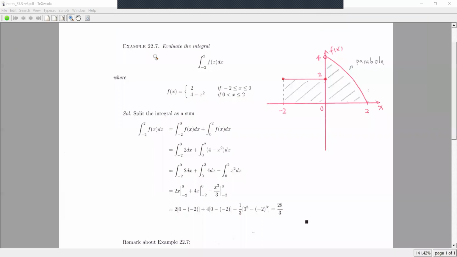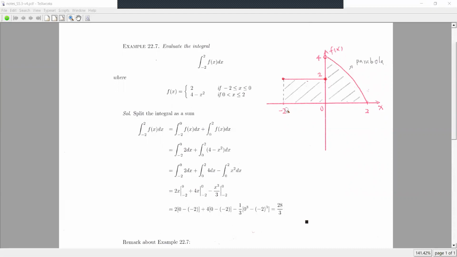Example number 5. Evaluate this integral where the function is a piecewise defined function. The graph of this function is here. From negative 2 to 0, the graph is this horizontal line. From 0 to 2, the graph is this parabola. Function f is not continuous at the point 0. At the point 0, the graph has a jump.